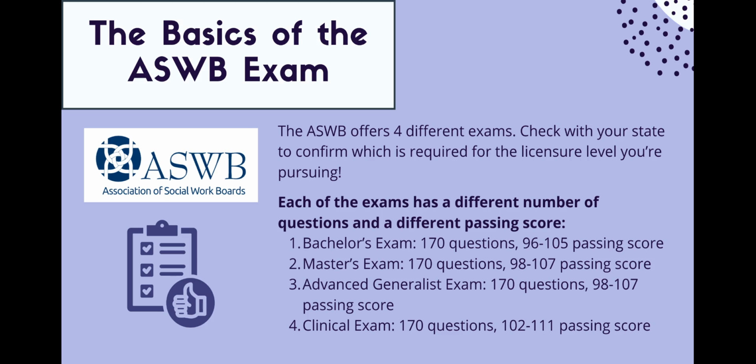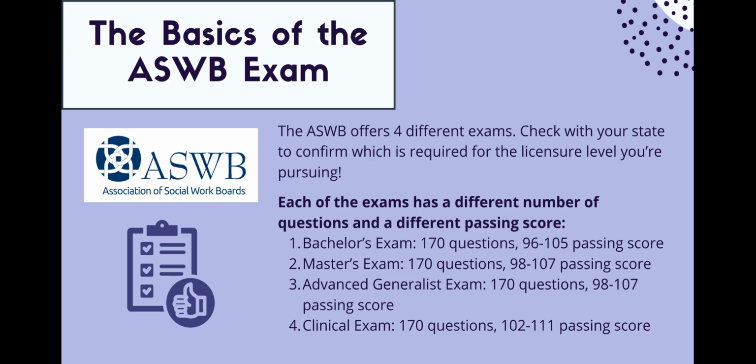First, let's talk about the basics of the ASWB exam. As you may know, the ASWB offers 4 different exams today. We always recommend checking with your state licensing board to confirm which exam is required for the license that you are pursuing. There are a lot of acronyms out there. Different states use different acronyms. So the best way to check is to look at your state's Department of Licensing. Again, they name different things in each state, but check them and figure out which exam you need to take from the ASWB exam. The 4 exams are the bachelor's, the master's, the advanced generalist exam, and the clinical exam.